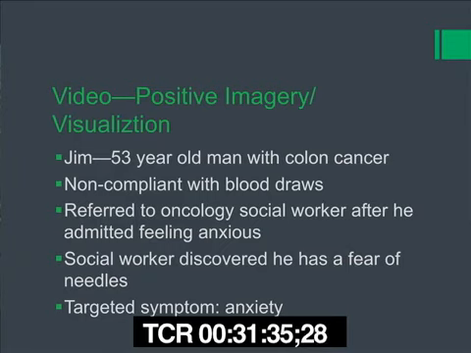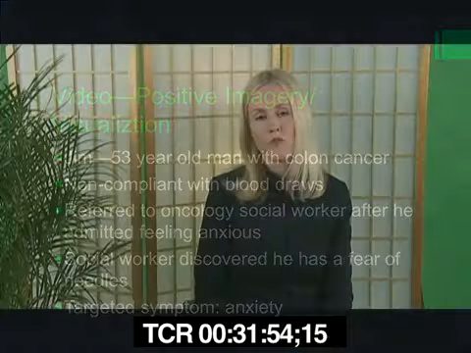He is a 53-year-old man with colon cancer, and he's been non-compliant with his blood draws. So he was referred to the oncology social worker after he admitted feeling very anxious about getting his blood drawn. And the social worker basically discovered that he has a fear of needles. So his targeted symptom is anxiety. And watch how we use visualization with Jim.